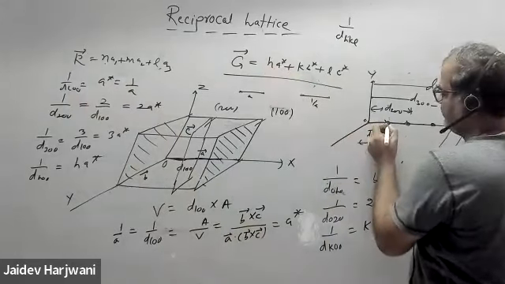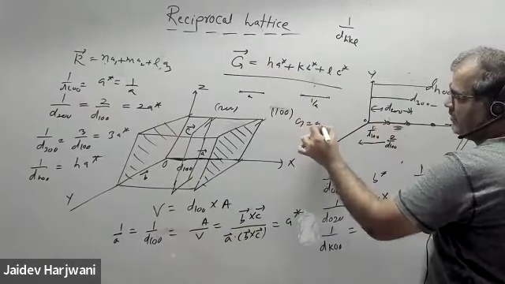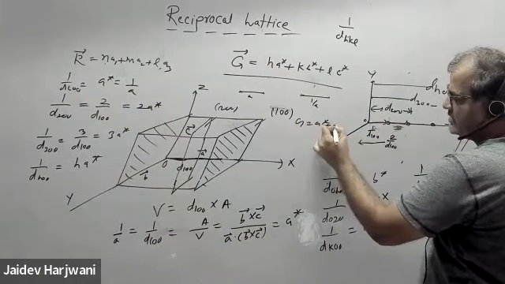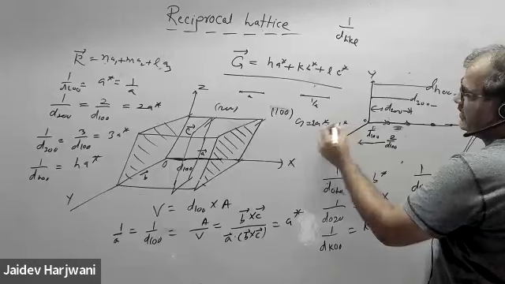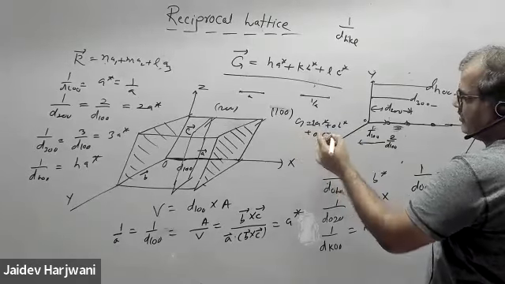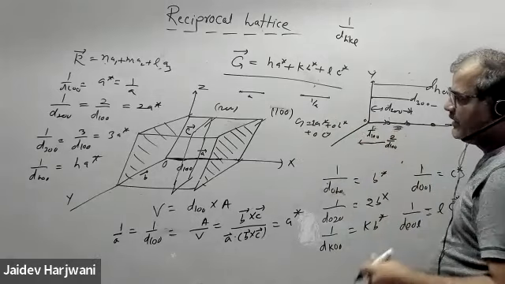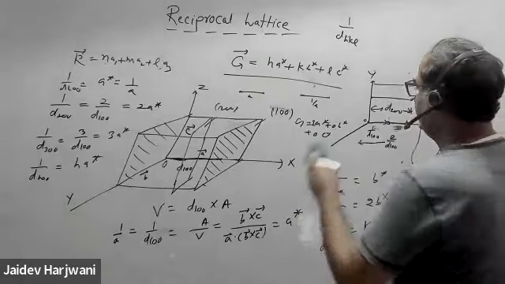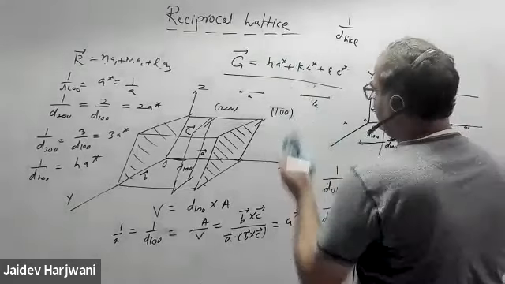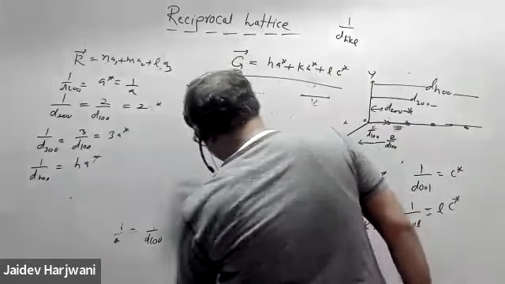If it is this point, this is one A bar. So G is equal to 1 A bar, 0 B bar, and 0 C bar. And A bar is 1 by A, which is the interplanar distance. So any point I can write here in terms of reciprocal lattice vectors. This is the one thing.